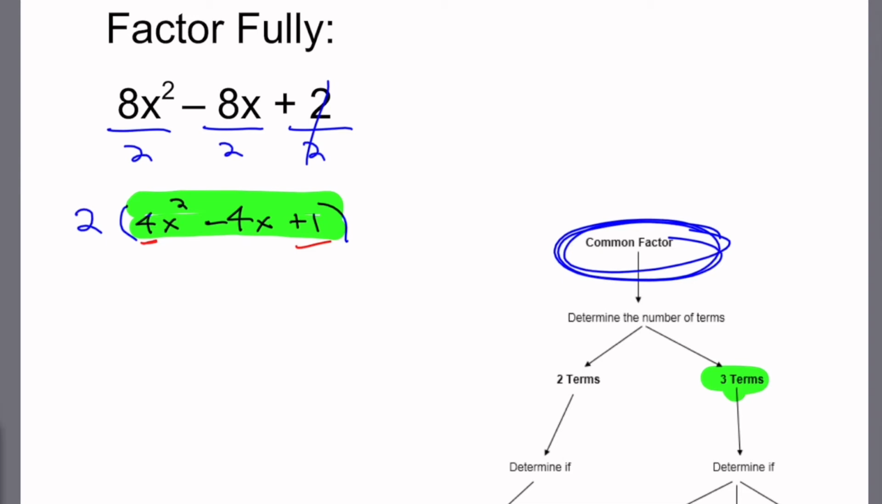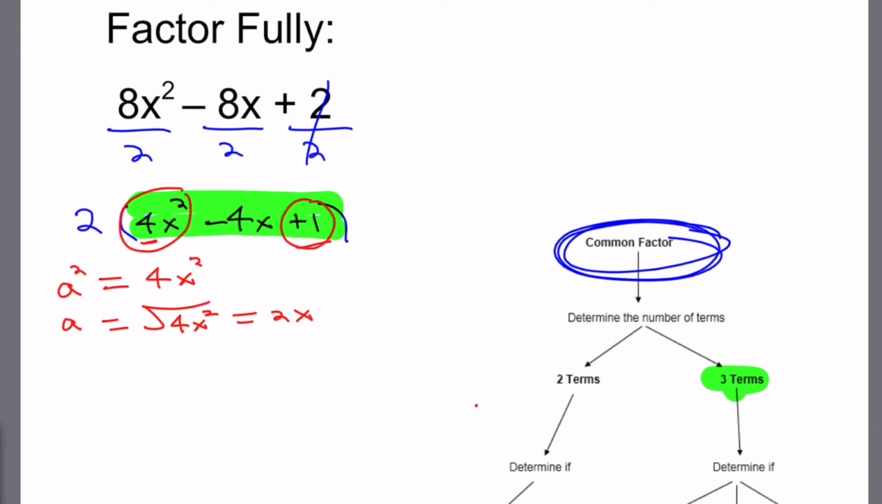Okay, similar to difference of squares. So we're going to go a squared is the first term, equals 4x squared. So that means if we solve for a, we get the square root of this thing, which is going to be 2x. And then that works. So that is a perfect square. And then let's check the 1.